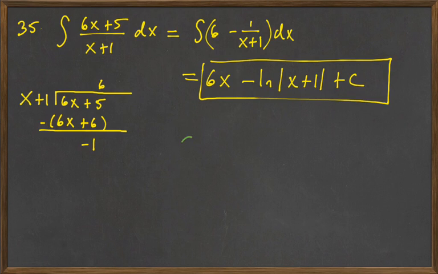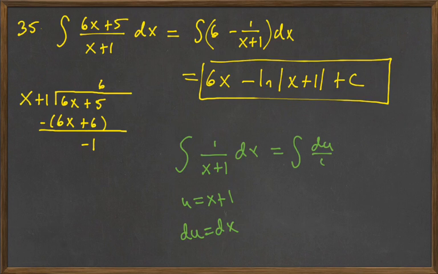If you needed a little bit of extra steps there, 1 over x plus 1 dx. U is x plus 1. Du is dx. So this would become the integral of du over u, which would become natural log absolute value of u plus c, and then you can replace the u with what it was equal to, which was x plus 1. Okay? All right, so that's it.